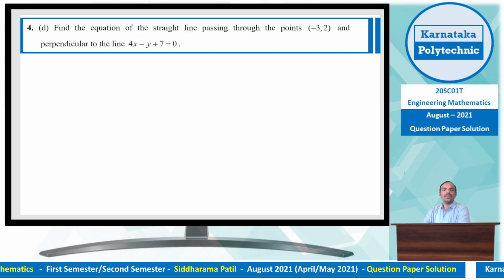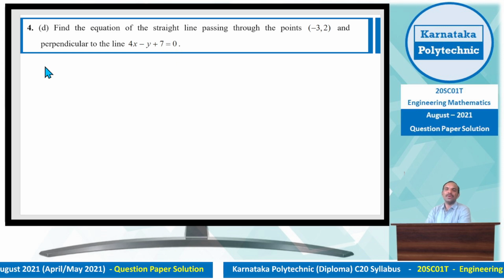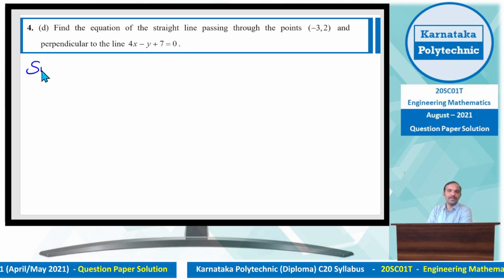Now moving to next question 4D. Find the equation of the straight line passing through the points minus 3 comma 2 and perpendicular to the line 4x minus y plus 7 equal to 0. Solution.